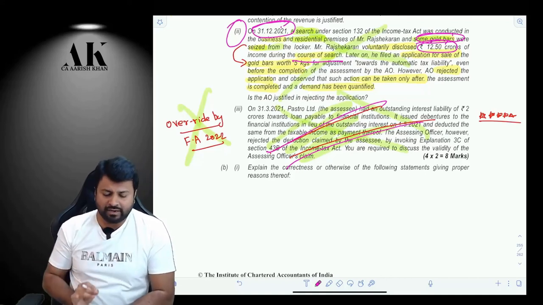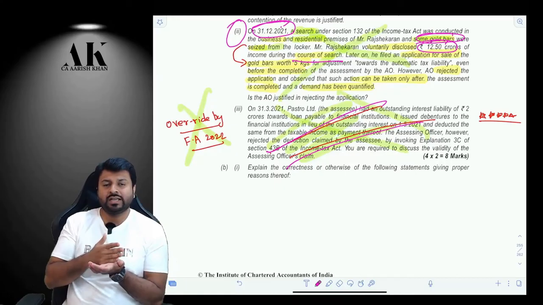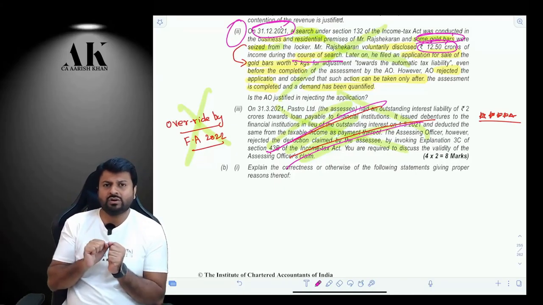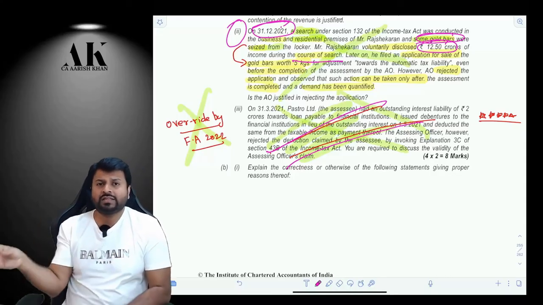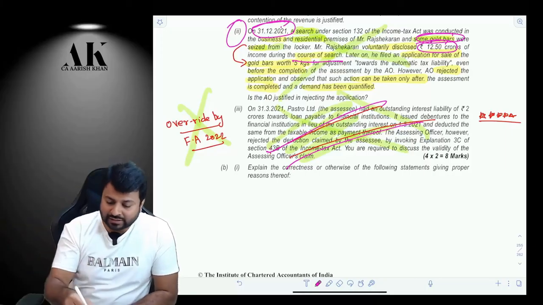Sir, why is it irrelevant? Let me tell you. Do you remember that if there is an outstanding interest in my balance sheet and I convert that outstanding interest into a new loan, that is not allowed as a deduction? But if there is an outstanding interest and I convert that into a new debenture, that was allowed as deduction as per the Supreme Court judgment. That is what is written over here.